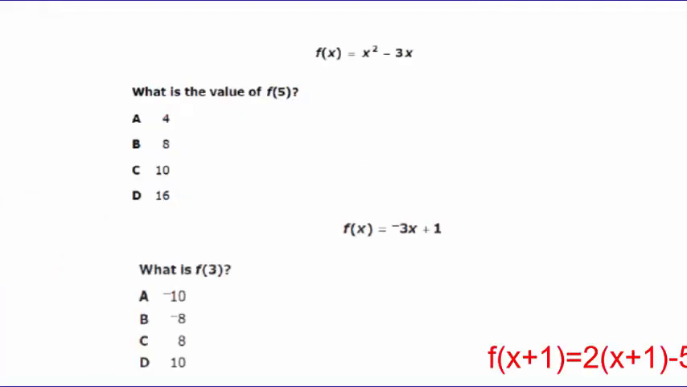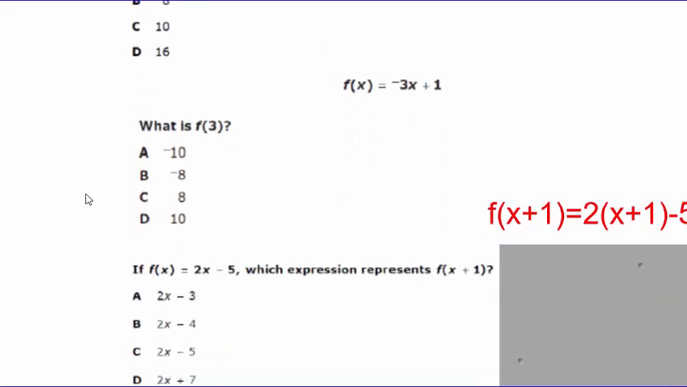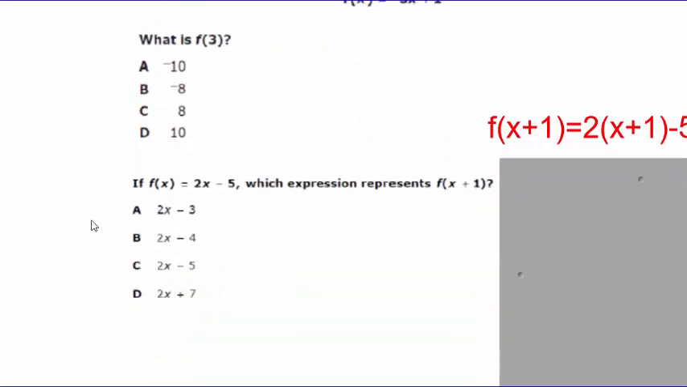Alright, so looking at the last page, I'm going to leave the first two examples for you to do on your own, and what I want us to look at is the very last example on the page. It says, if f of x is equal to 2x minus 5, which expression represents f of x plus 1? So we're going to treat this just like we did the previous examples. If I'm being asked to find f of x plus 1, I know that means I'm looking at the function named f, and I'm plugging in x plus 1.